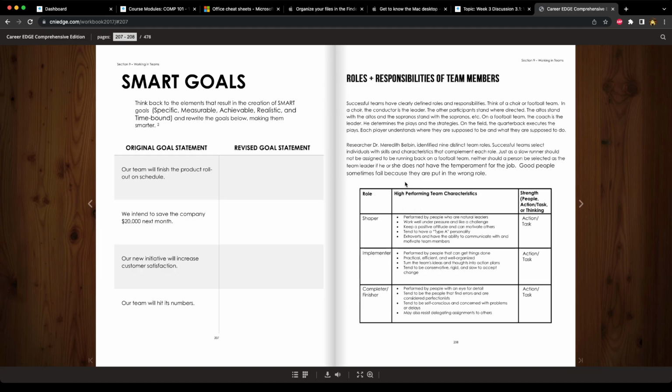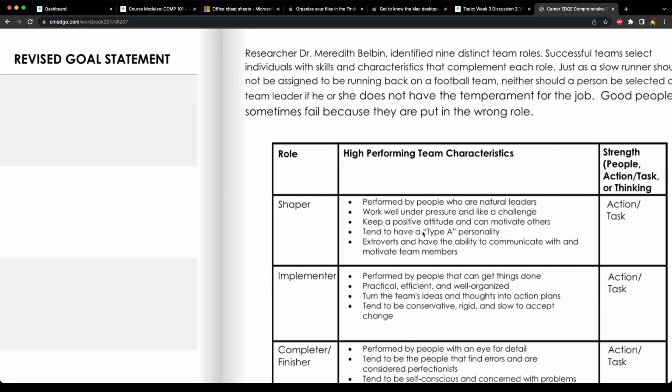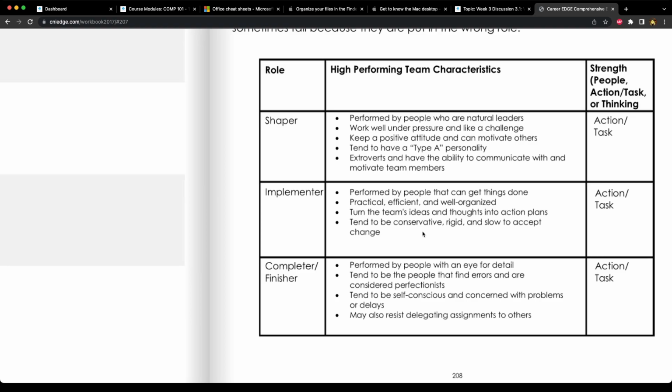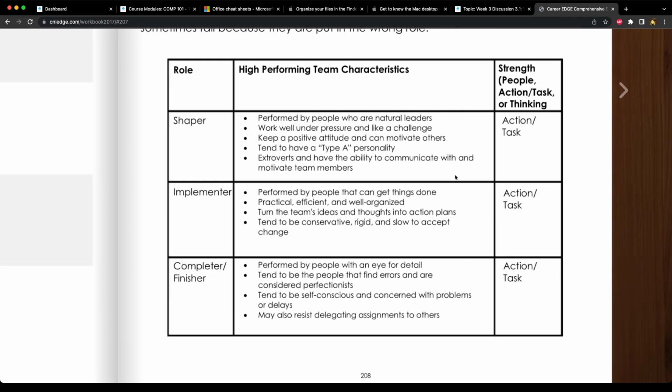But when we're looking at these roles and responsibilities here, again, these are the three big roles that we have, and also the responsibilities. You have the shaper. The shaper is performed by people who are natural leaders.